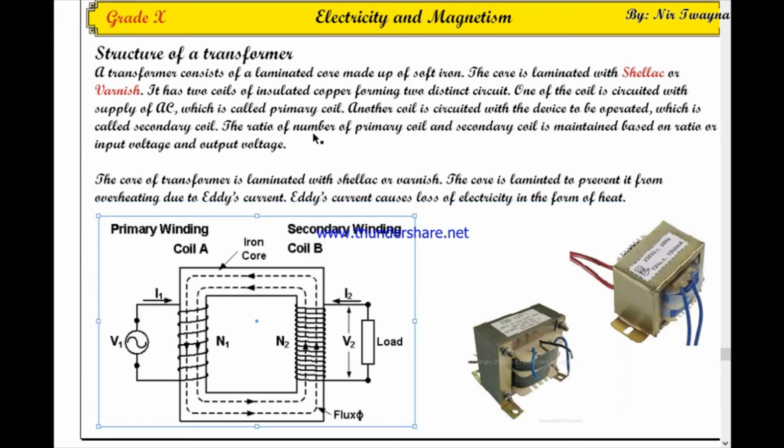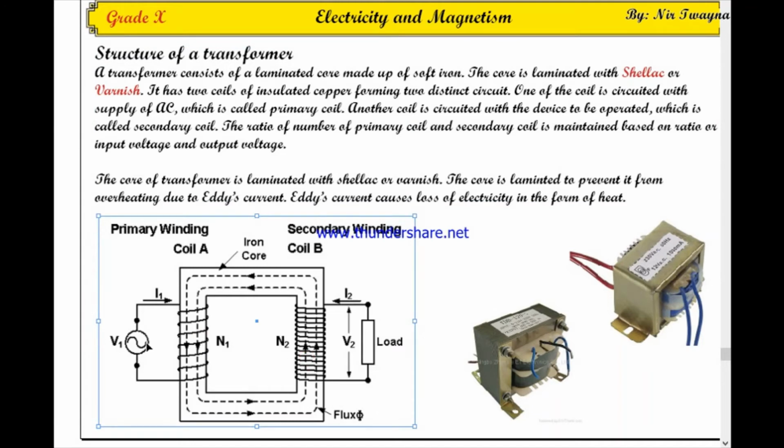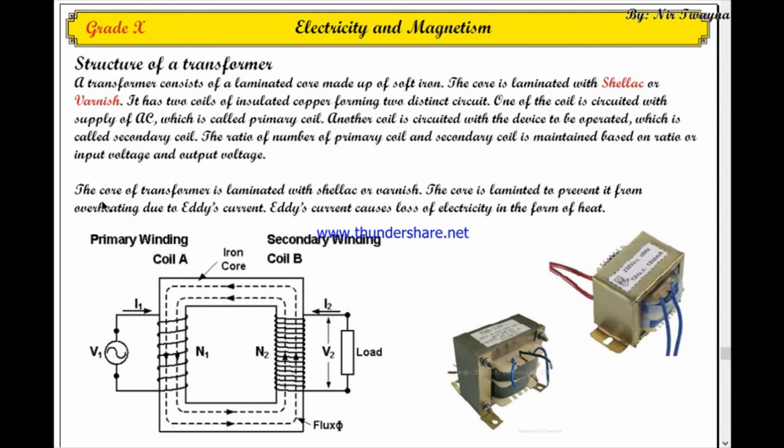Okay, the ratio of the number of primary coil and secondary coil turns is maintained based on the ratio of input voltage and output voltage. How many turns the primary coil and secondary coil should have is determined by the amount of input voltage and output voltage. If you need to increase the voltage, you need to increase secondary coil. If you need to decrease the voltage, you need to decrease secondary coil, or you need to increase primary coil. That we will study within a few minutes. Okay, now see the next point.